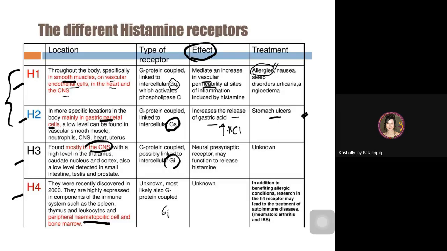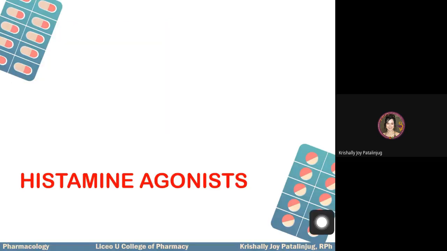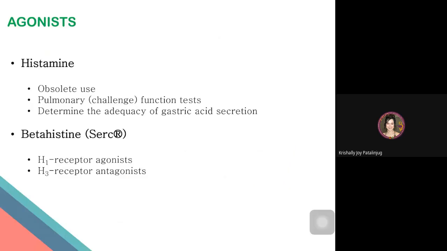Starting with, okay, histamine agonists. Okay, for histamine agonists, we only have two, but yung una, yung synthetic histamine, again, we're talking about here synthetic histamine. Yung produced or manufactured in the laboratory. Okay, synthetic. Synthetic histamine is no longer used nowadays. Okay, kaya nakalagay dyan, obsolete use. Okay, again, histamine, synthetic na histamine, no longer used. Okay, lagay nyo sa notes, no longer used.